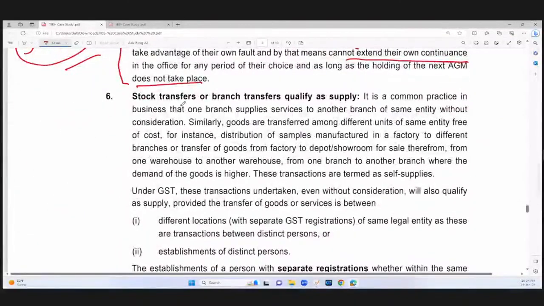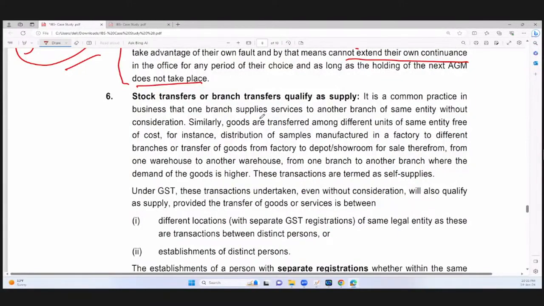स्टॉक ट्रांसफर और ब्रांच ट्रांसफर. तो Schedule 1 सेकंड पैरा, it is a common practice in business that one branch supplies. तो आप देख रहे हो कि यहाँ पे even if there is no consideration still it will be considered as supply, because this is exception to the pillar I said कि कंसिडरेशन की यहाँ पे एक्सेप्शन है कि ब्रांच ट्रांसफर्स के अंदर, स्टॉक ट्रांसफर्स के अंदर.